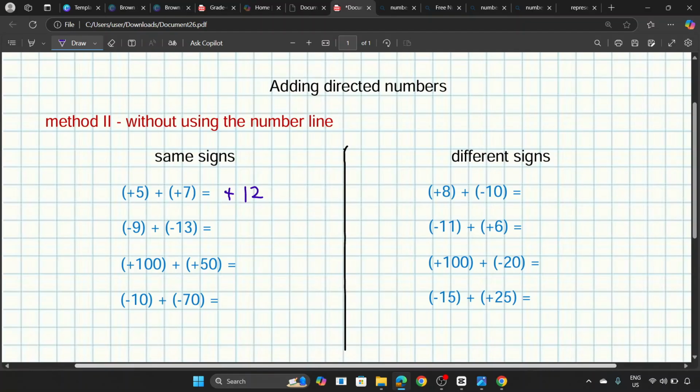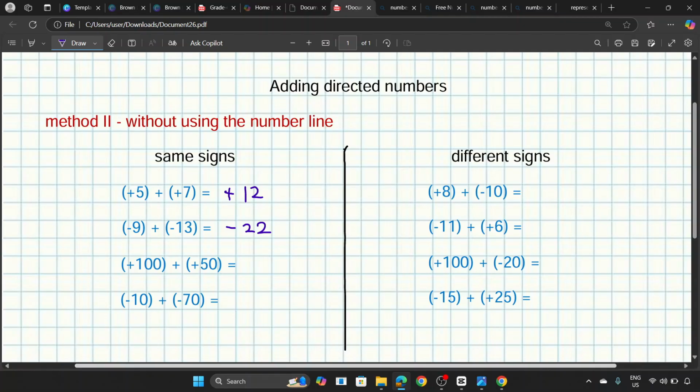That's how we find the answers for the operations of directed numbers which have the same signs. Let's move to the second question. It is negative 9 plus negative 13. Again, both signs are negative. First we have to put the sign as negative, and then you have to add these two magnitudes, 9 plus 13, without considering the direction. 9 plus 13, what is the answer? It is 22. Then the final answer is negative 22.